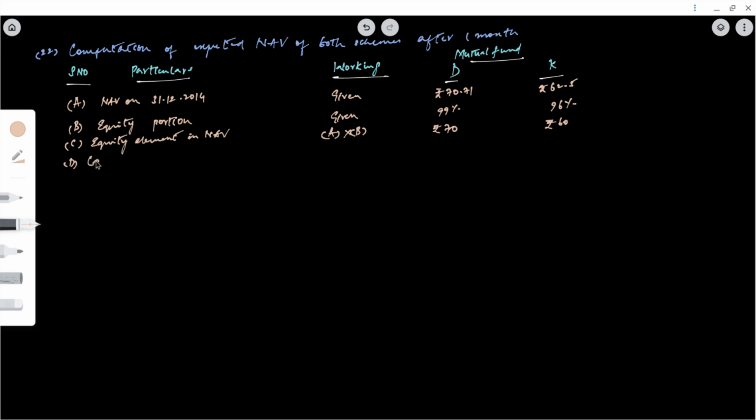D. Cash element in NAV. That is nothing but NAV minus equity element. So it is A minus C. That is rupees 70.71 minus rupees 70. That is rupees 0.71. And in this case, rupees 62.5 minus 60. That is rupees 2.5. Right? What is given?